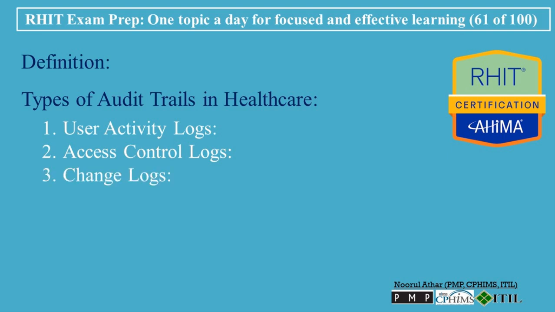3. Change logs. Change logs document modifications made to data, including the original data and the changes made. These logs are particularly important for tracking changes to critical information, such as diagnoses, treatment plans, or billing records, and ensuring data accuracy. 4. System event logs. System event logs track system-level activities, such as system startup, shutdown, software updates, and system crashes. These logs help identify technical issues and ensure the system is functioning properly.